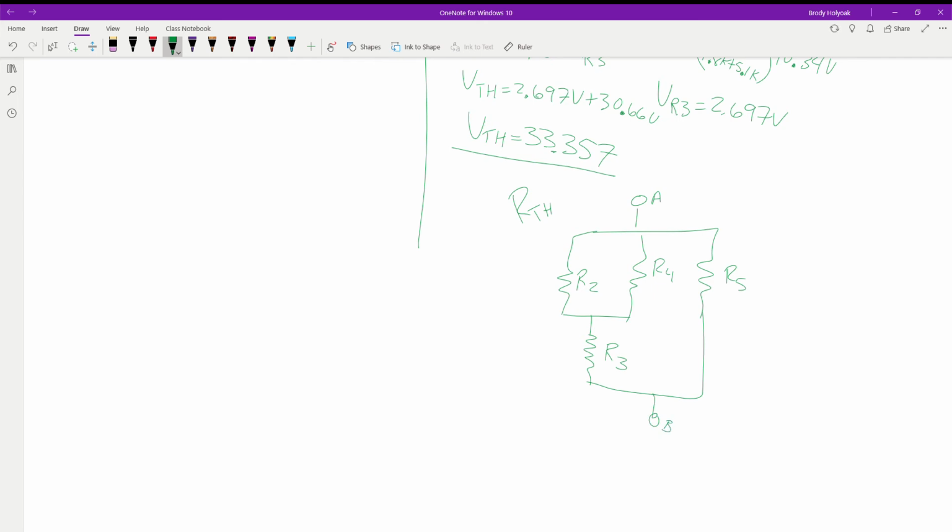So the Thevenin resistance now is equal to R2 parallel with R4, series with R3, parallel with R5.